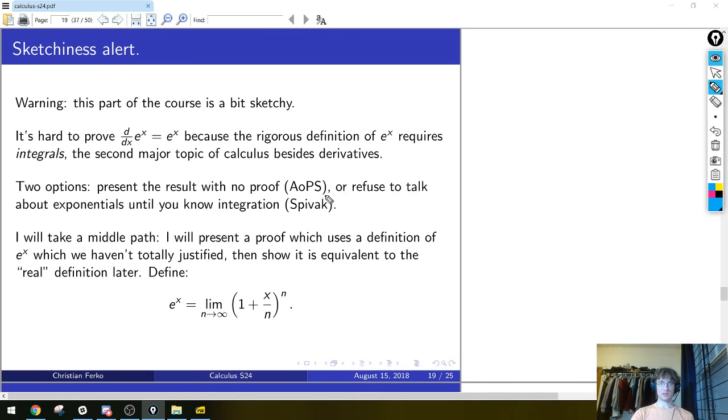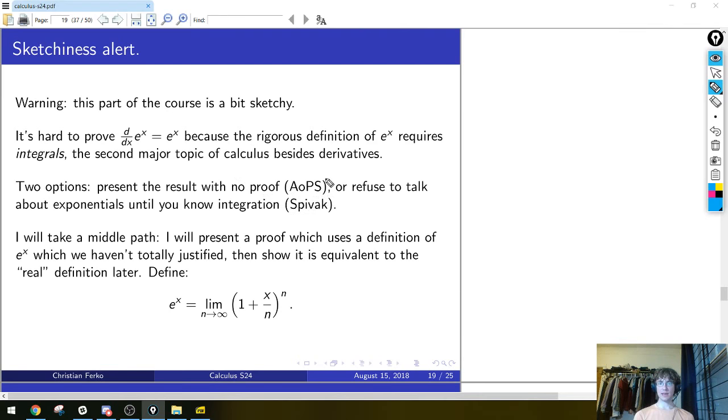And that's what Spivak does. Spivak completely refuses to discuss exponentials in any way. He will not discuss e to the x or any function like that until defining integrals. That's a little hard for a high school class because you're expected to know exponential stuff from a pre-calculus class, and it's very nice to connect those topics to what you talk about in calculus earlier.